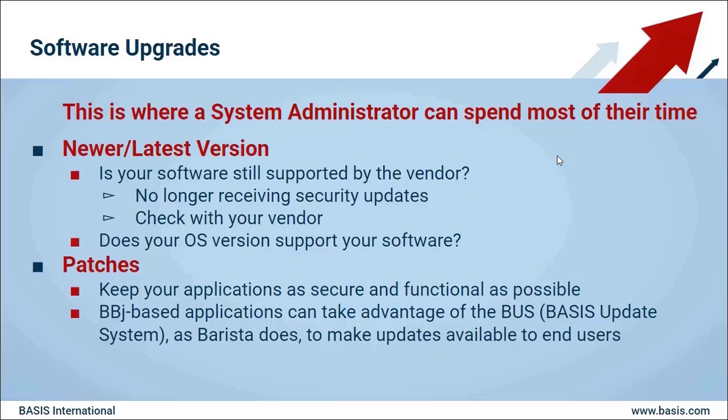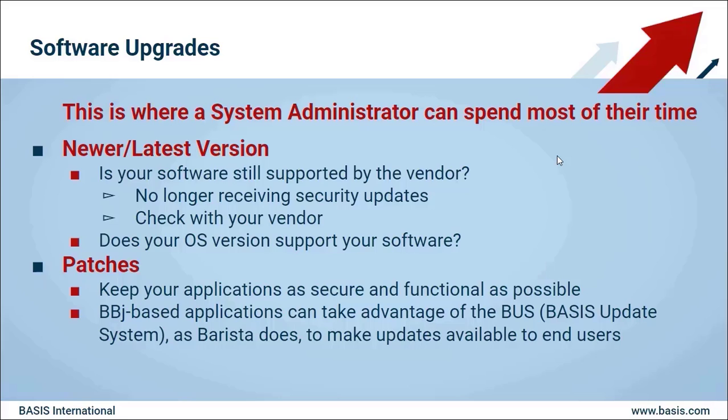Software upgrades. This is where an administrator can spend a lot of their time. You really want to get the software on the newer and latest versions. Again, is your software still supported by the vendor? If not, you're not getting the security updates that we talked about, and you really do need to check with your vendor and make sure what version they are at. We have customers that are surprised that we're at version 22. Our versions follow the year, and it's 2022, so we have version 22 of BBj available.